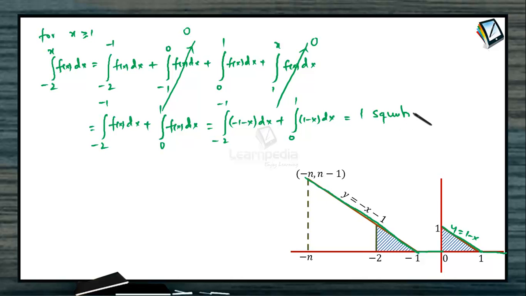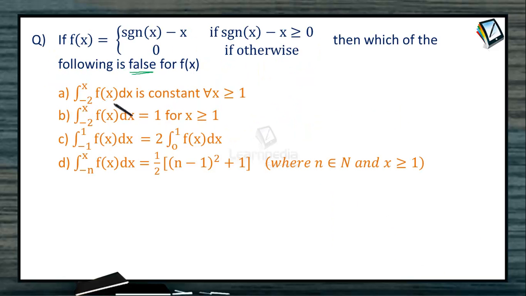So if you look at the options given, at A, integral from minus 2 to x of f of x dx is a constant for all x greater than A. Therefore, from our observation, A is clearly a true statement. Not only this, the second statement is also true, because what we calculated, integral minus 2 to x of f of x dx, is coming to be 1 square unit for x greater than 1, right? So shall we also conclude that statement B is also true?